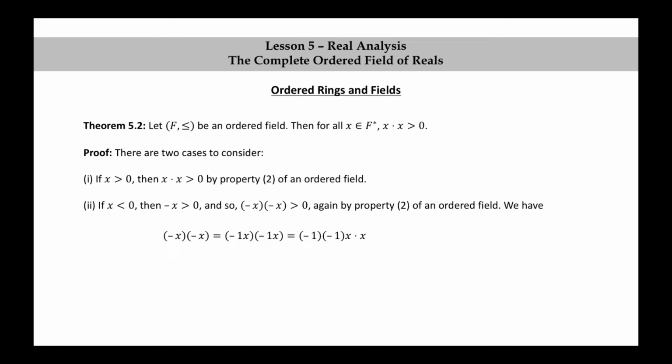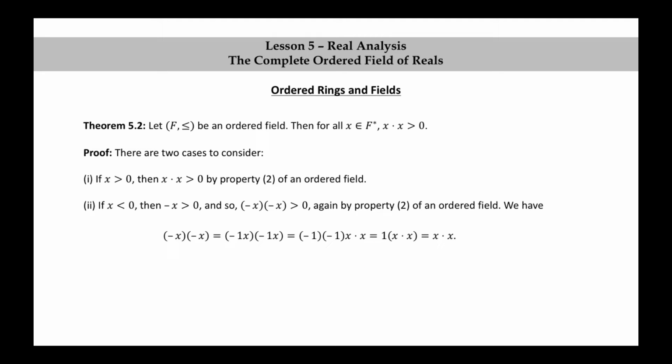Now, this is equal to negative 1 times negative 1 times x. This does follow from the fact that we have associativity and commutativity of multiplication. Now, this is equal to 1 times x. And here you should definitely check that negative 1 times negative 1 is equal to 1. We haven't proved this yet.